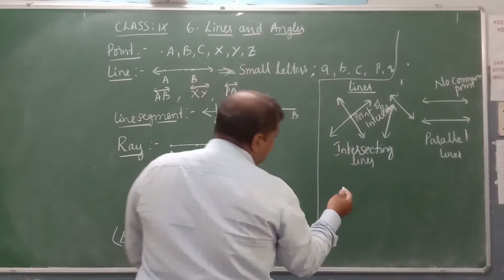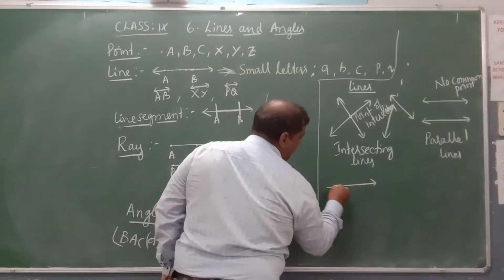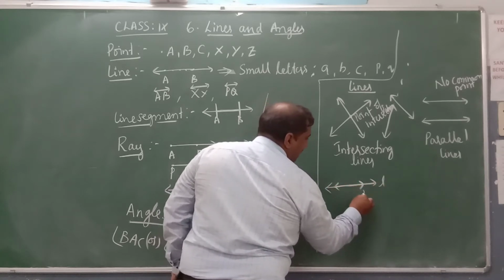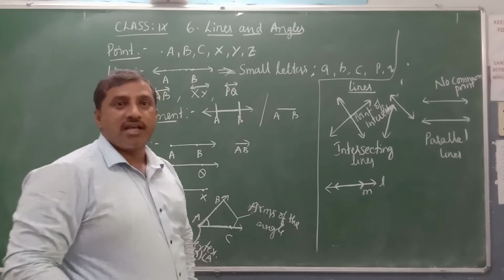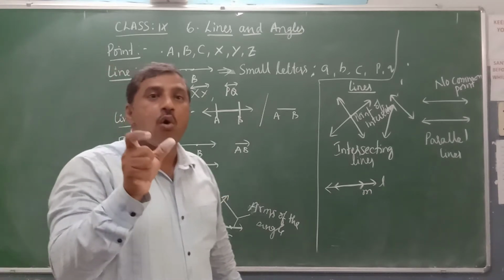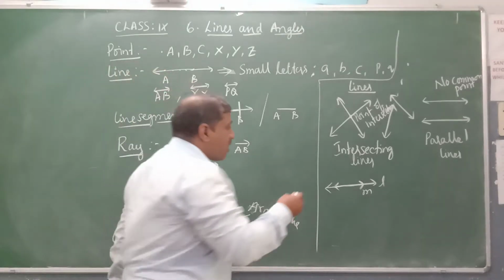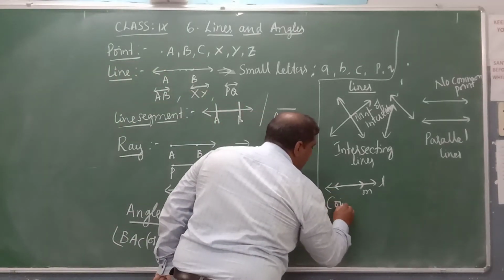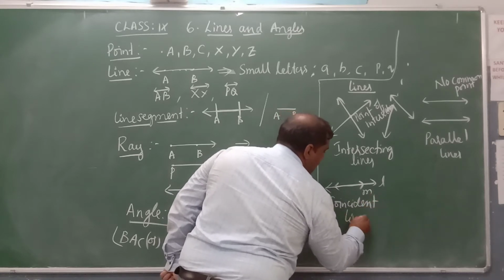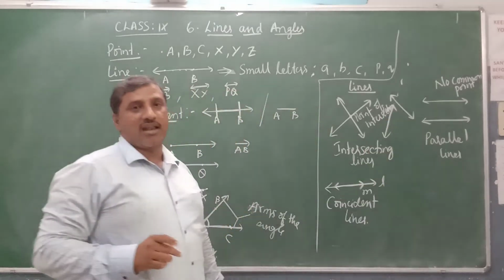Now what do we call this kind of lines? This is one line L, and one more line, this is M. Lines M and L are overlapping with each other. Such kind of lines are known as coincident lines.